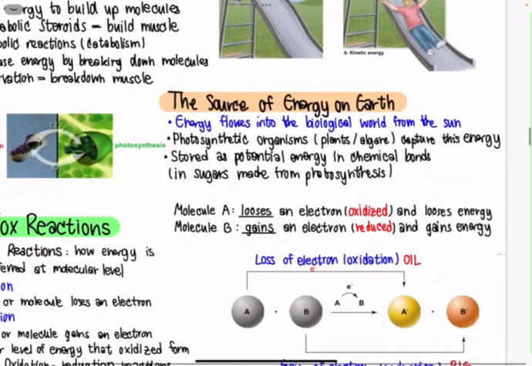The source of energy on Earth. Energy flows into the biological world from the sun through photosynthesis. Organisms such as plants capture this energy, stored as potential energy in chemical bonds in the sugar made from photosynthesis.